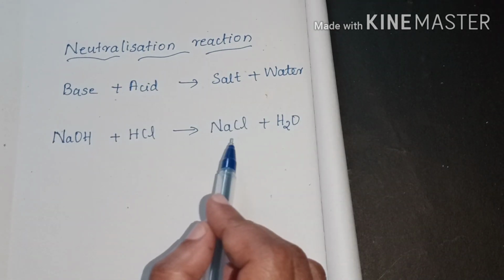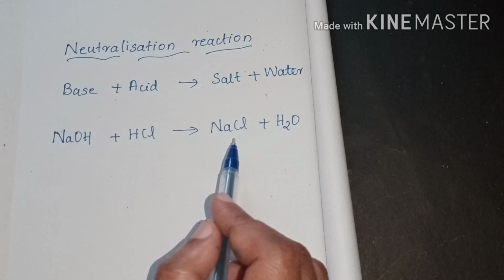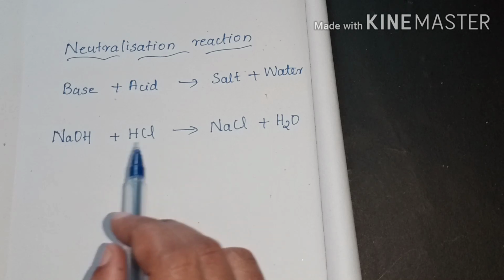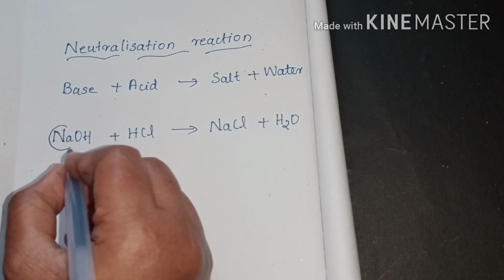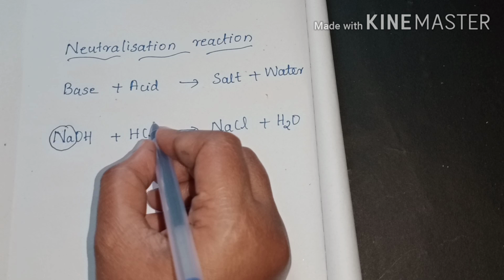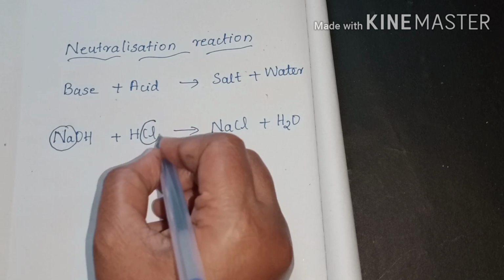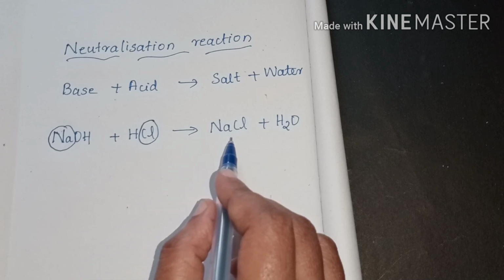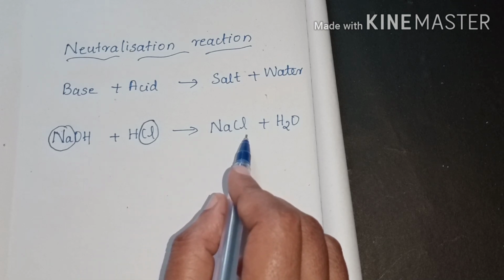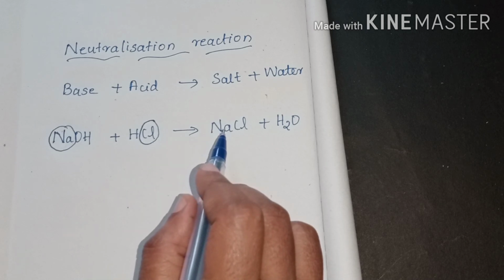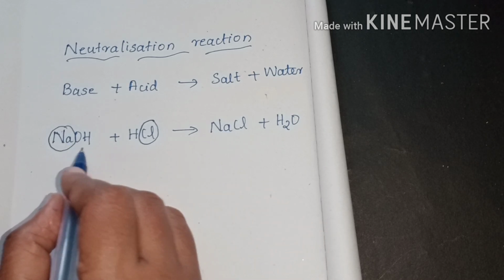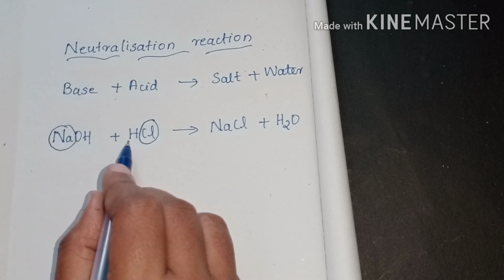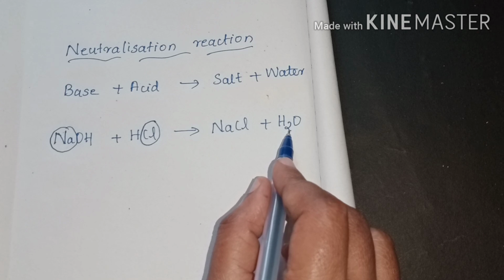Here the salt produced is sodium chloride. How can we write the formula of the salt produced in this reaction? The cation of the base will combine with the anion of the acid during the formation of the salt, and we will get sodium chloride as the salt in this case. The remaining part is H plus and OH minus ions. They combine together to form water.